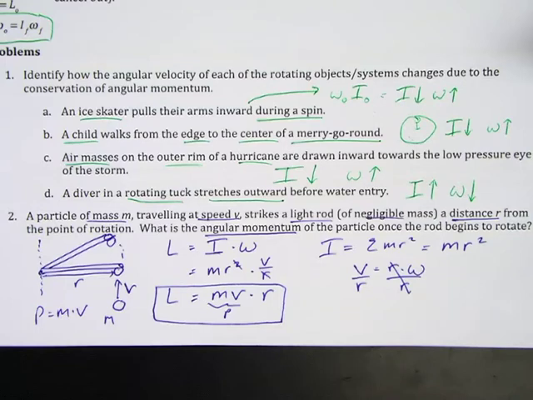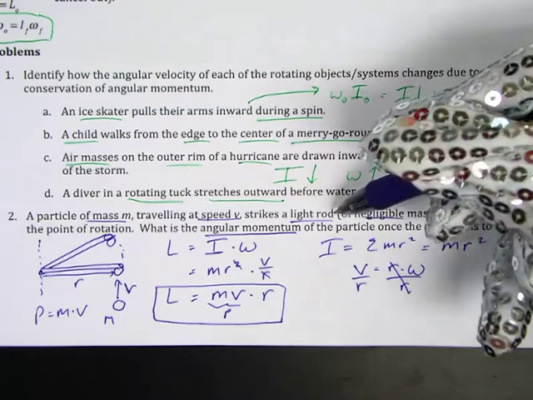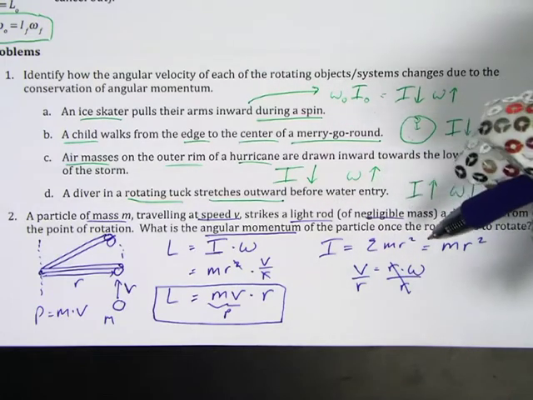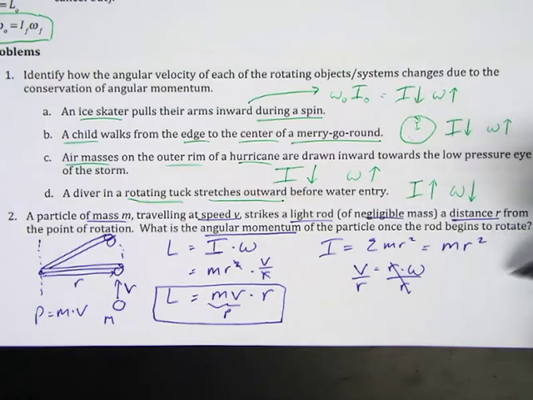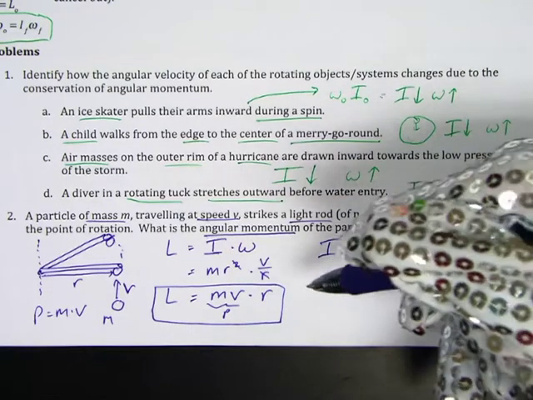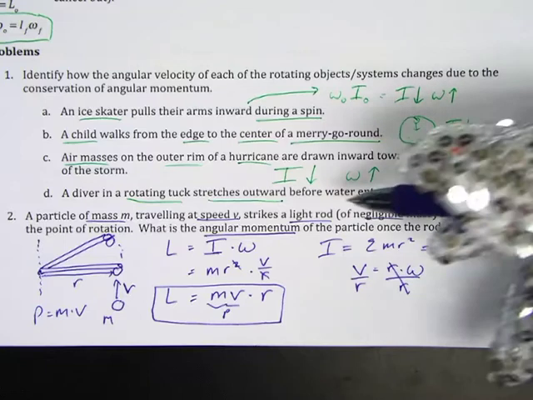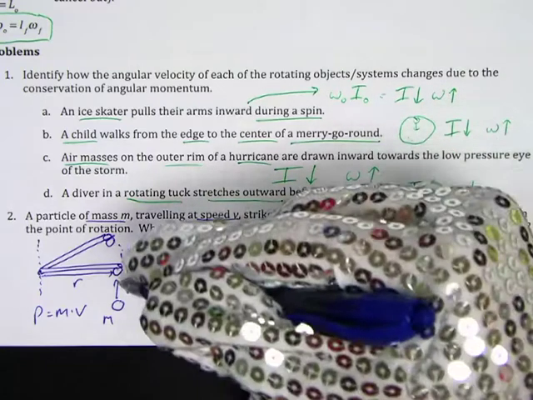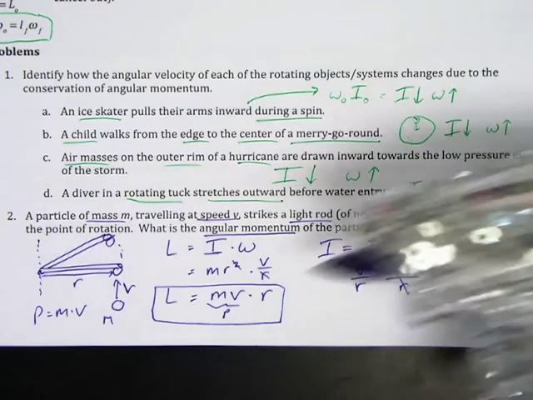Now, if we had a rod with some kind of mass that had a moment of inertia, we would have to add that to the I here, and that would change our I, and then we would have a different outcome. But with a light rod, where this mass is the only mass providing the moment of inertia, it becomes MVR.